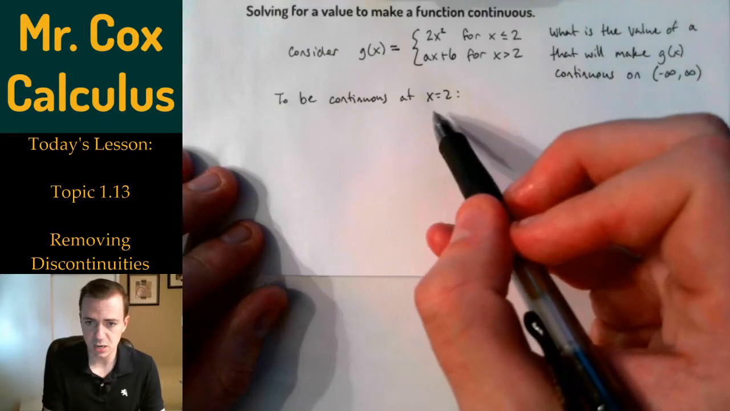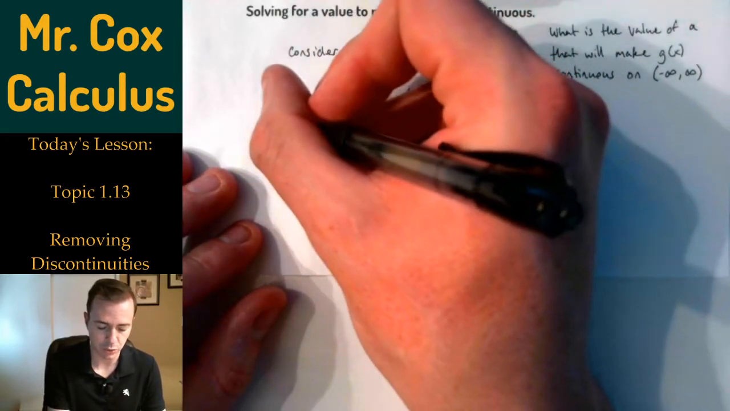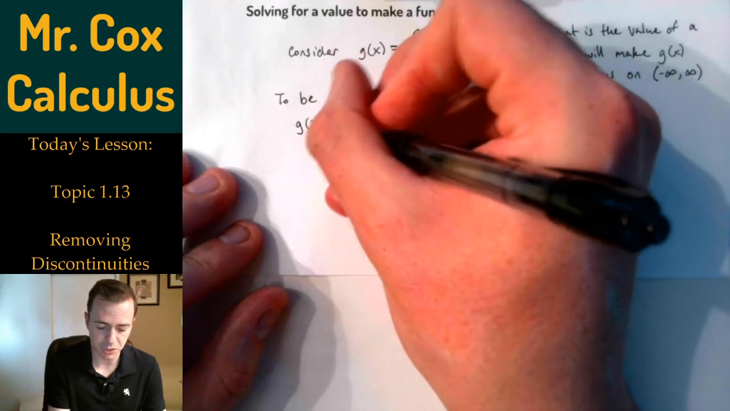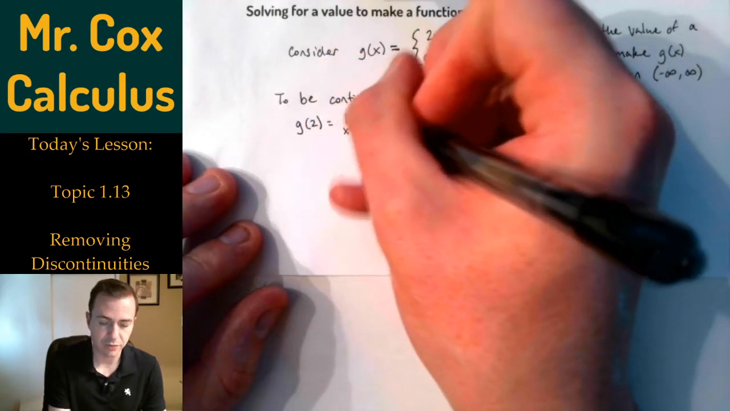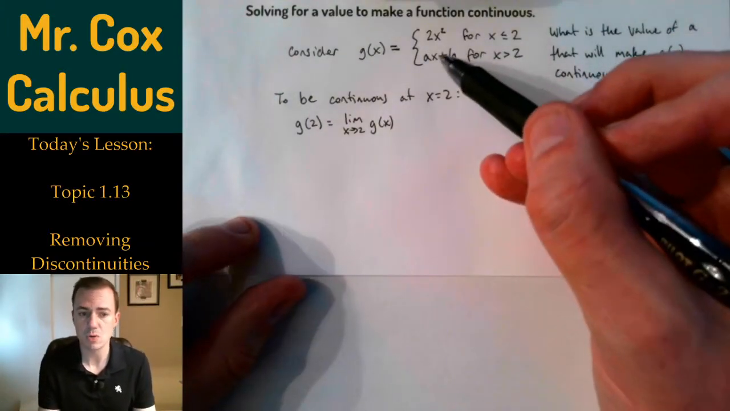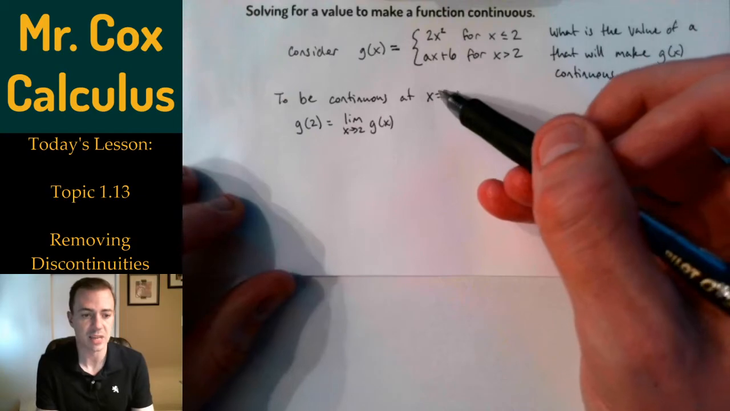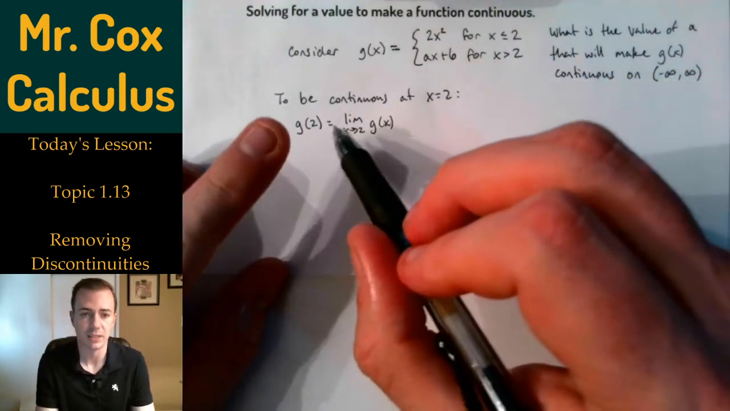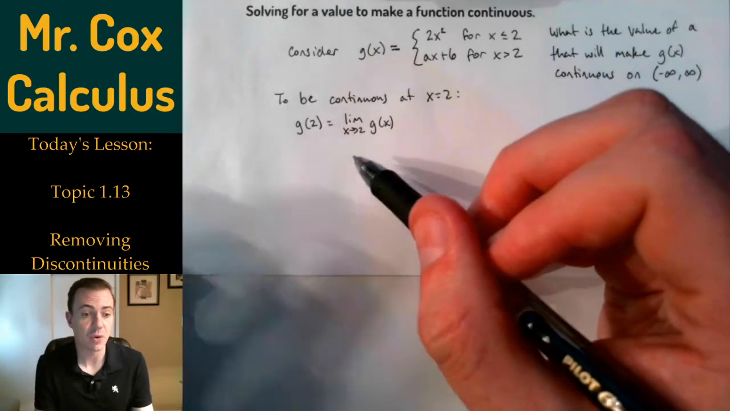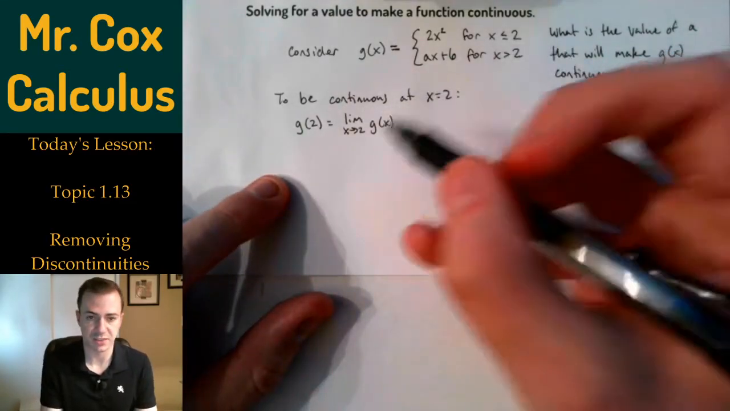Well, if it's continuous at x equals 2, then what would be true is that g of 2 would equal the limit as x approaches 2 of g of x. And so let's figure out what these things are. Even though I don't know what a is, I've established that a is going to be a real number for us. Let's figure out what these things are and see if we can't figure out what a would need to be in order to make this true.